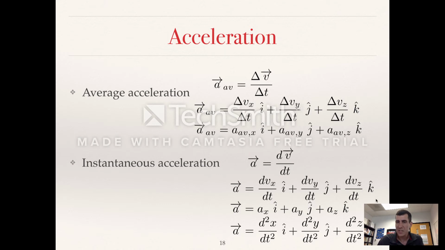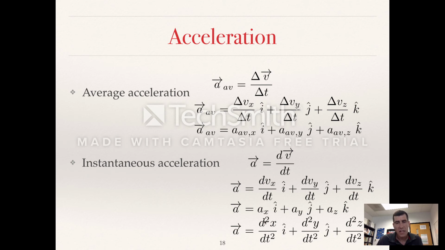Again, we can write this in component form. We take the derivative of the x component of the velocity with respect to time. That gives us our i hat component. dvy dt gives us our y or j hat component. And the derivative of the z component of the velocity with respect to time gives us our z or k hat component. If you prefer, we can write this as a sub x, a sub y, and a sub z.